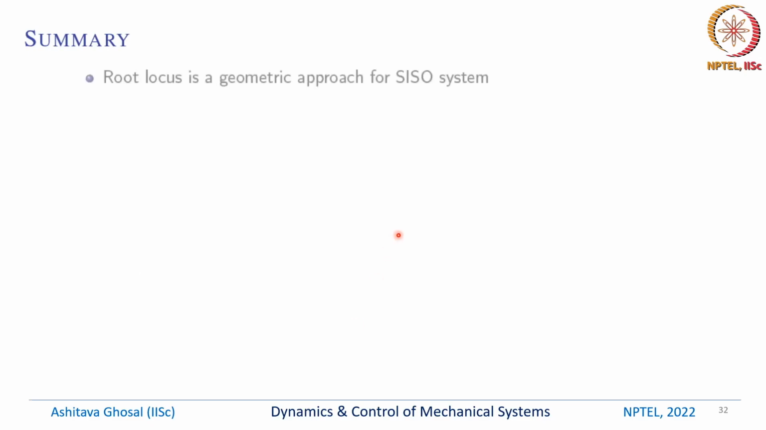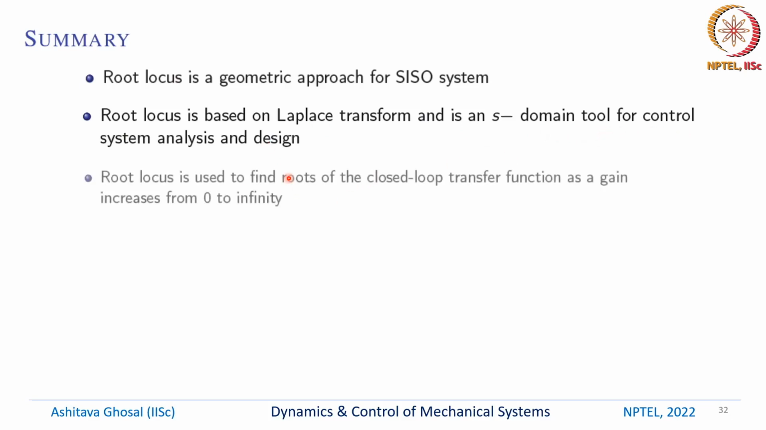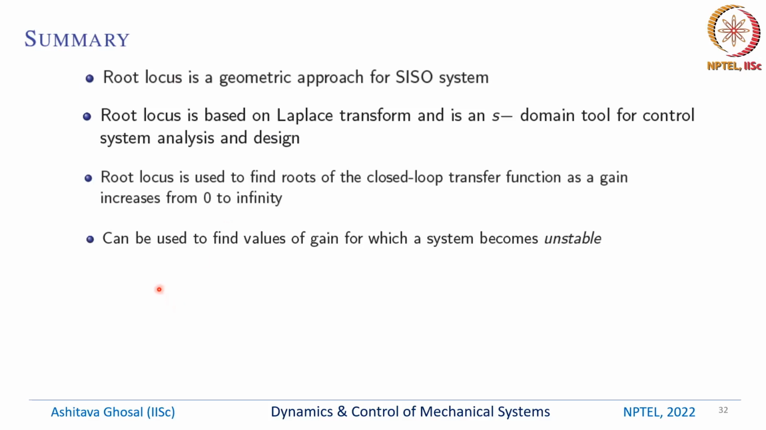So in summary, the root locus is the geometric approach for single input, single output systems. The root locus is based on the Laplace transform and is an S-domain tool for control system analysis and design. The root locus is used to find the roots of the closed loop transfer function as a gain increases from 0 to infinity. It can be used to find the values of gains for which a system becomes unstable.